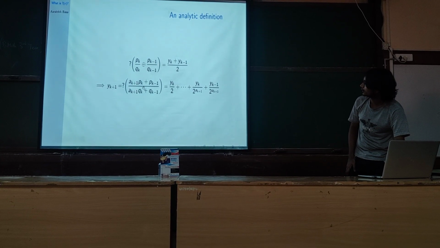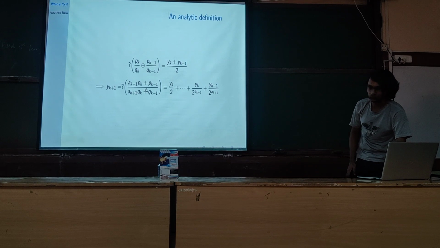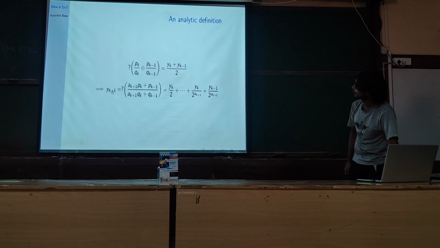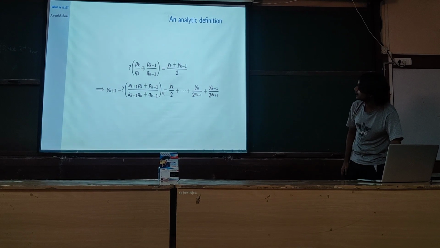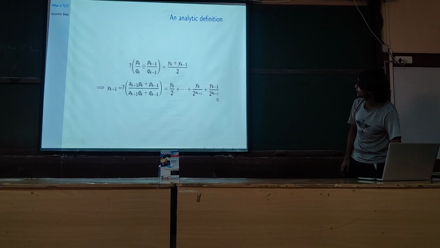And if you go back to the definition, you will find that this is exactly pk plus 1 by qk plus 1, the k plus 1th convergent. So that's why I've written yk plus 1, which is the image of this thing, is yk by 2, so on up to yk by 2 to the power ak plus 1 plus yk minus 1 by this.